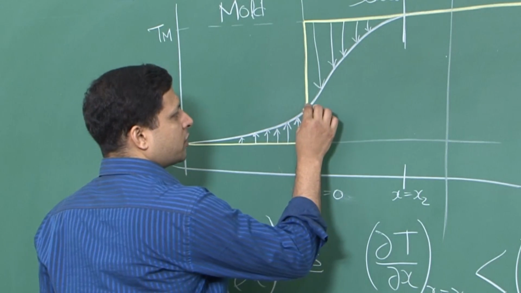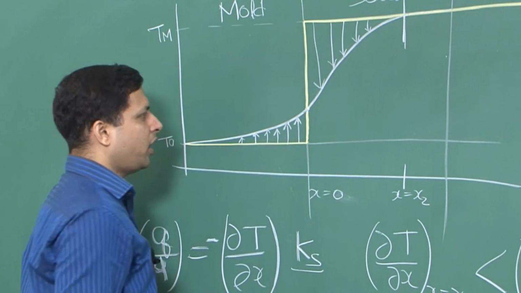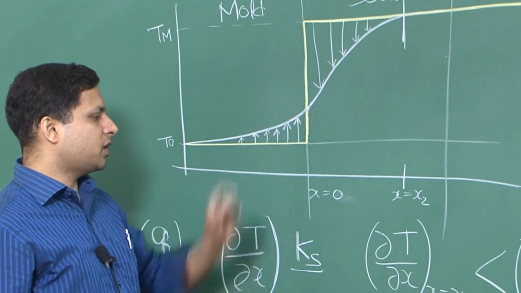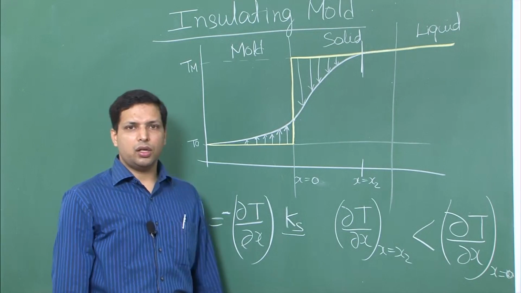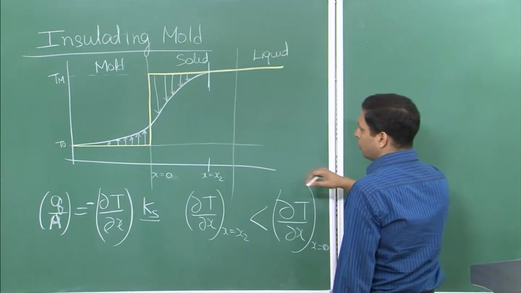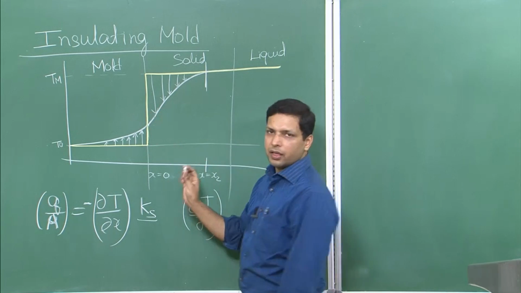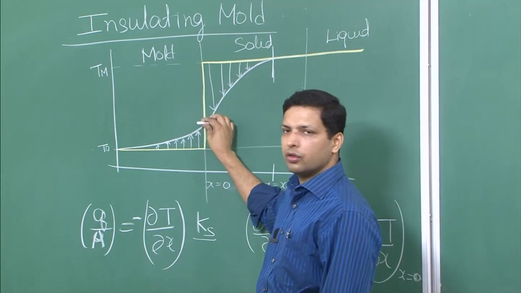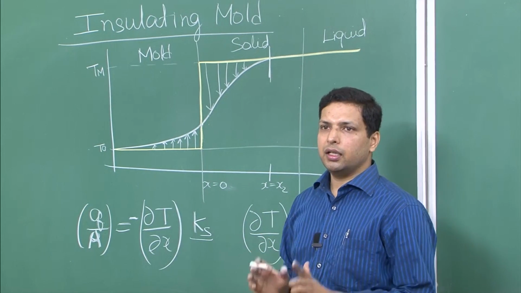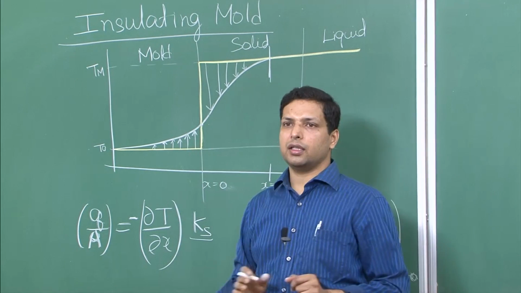Now a few more things. What can we say about the slopes at this point versus this point? Should they be equal? Well, let us look at it. One thing we know, if we are just talking about one interface, then the amount of heat coming out should be equal to the amount of heat going in, as long as the resistance of the interface is negligible.